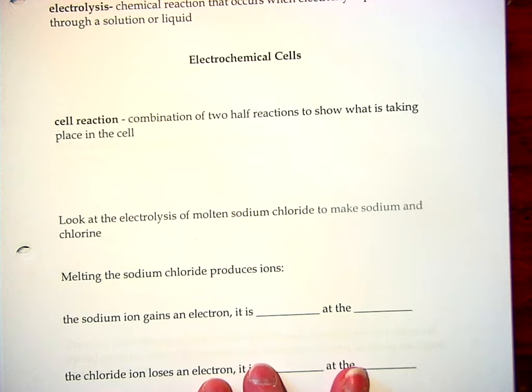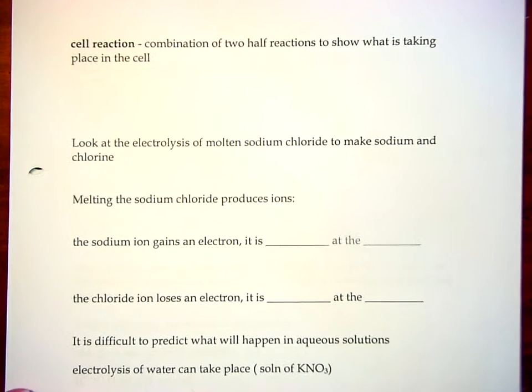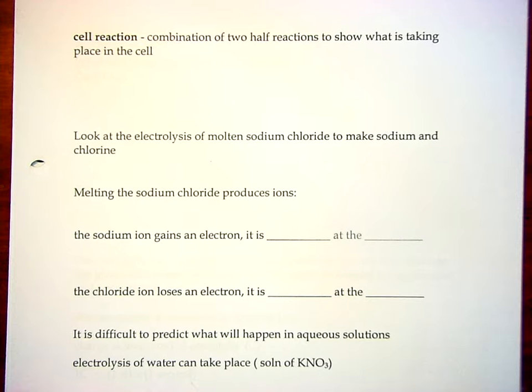So that is what we have in electrochemical cells. We still have a cell reaction that is a combination of two half reactions, and it shows what's taking place. So let's start off with the example of molten sodium chloride. So we have heated sodium chloride solid up until it gets to its melting temperature.